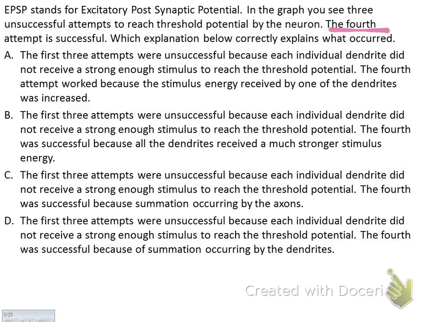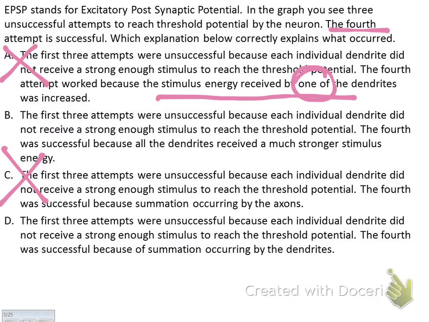You should have been able to eliminate A because it says the stimulus energy received by one of the dendrites was increased. Okay, and then which other one could you eliminate? Good, C is wrong too because of axons. When you're looking at this question, you can tell that C is wrong. Summation is not received by the axons, it's received by the dendrites.